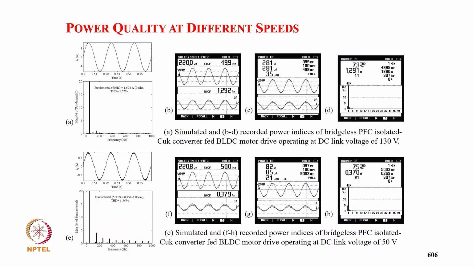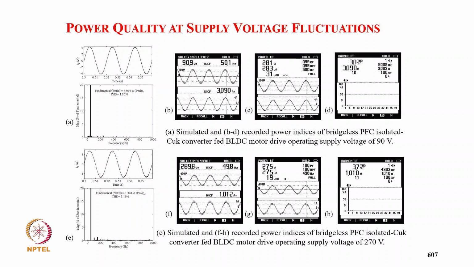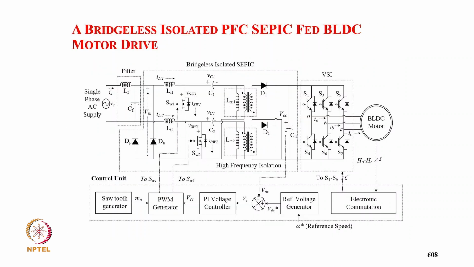And the power quality performance: on supply current, THD is 7.3% at typically unity power factor, and 7.5% at 82 volt also, and at 90 volt it is 3% at 0.99 power factor, and at 270 volt also 3.7% at unity power factor.